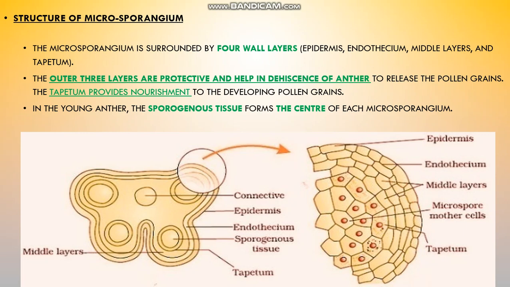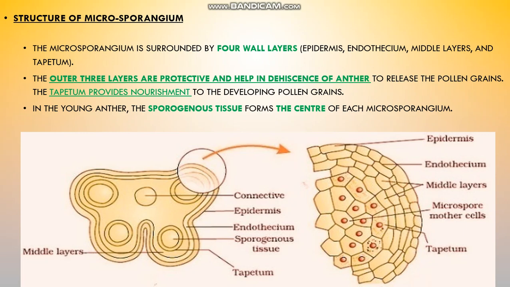In the center of each microsporangium, the tissue which is present is known as sporogenous tissue. So sporogenous tissue forms the center of each microsporangium. The cells of sporogenous tissue divide to form microspores. That's why these cells are known as microspore mother cells. They are also known as pollen mother cells because microspore, when it matures, forms pollen grain.